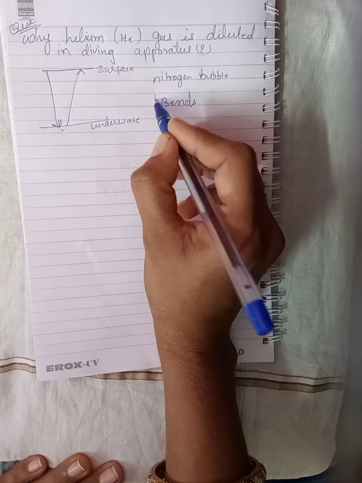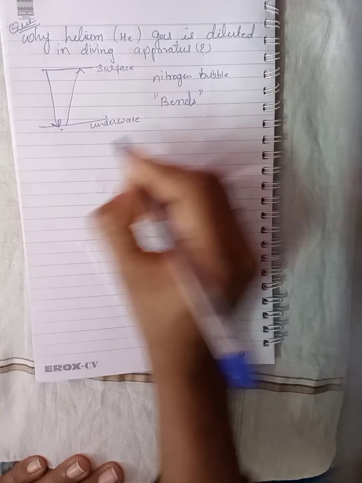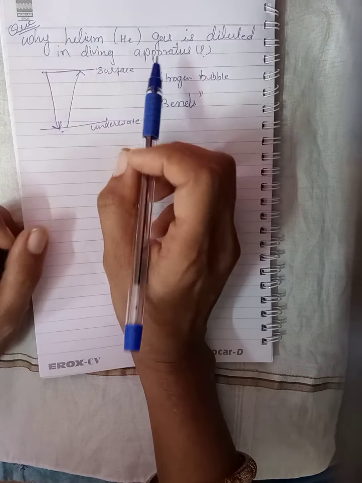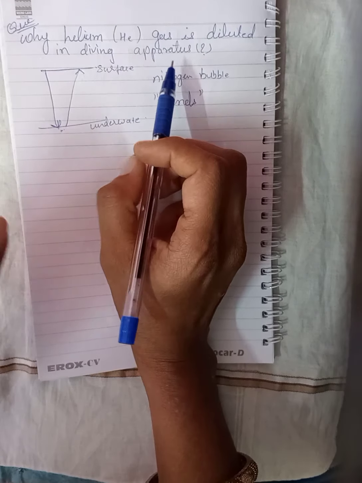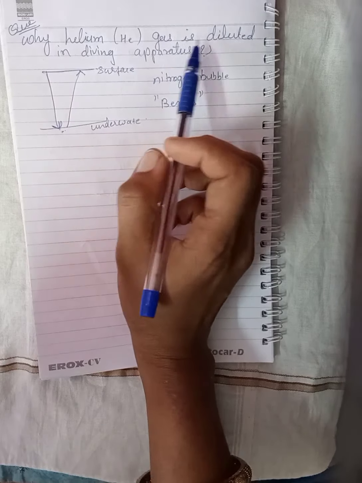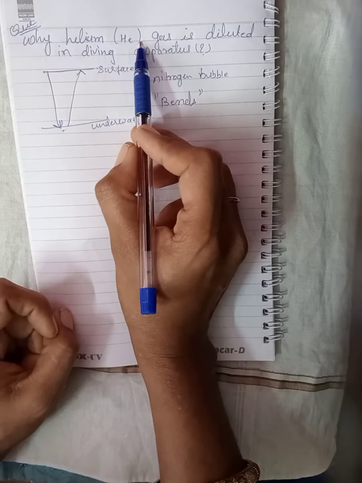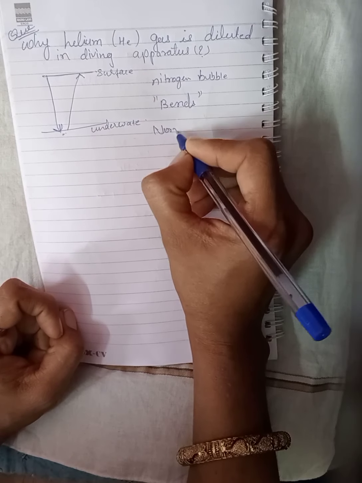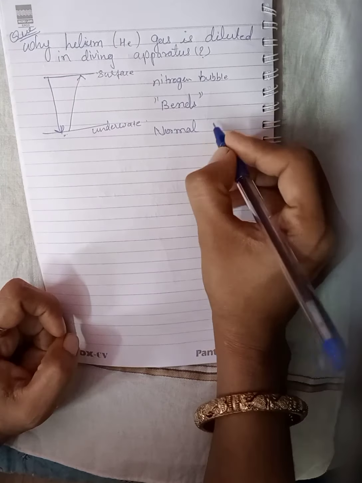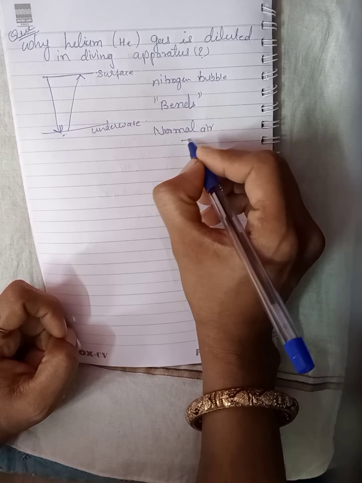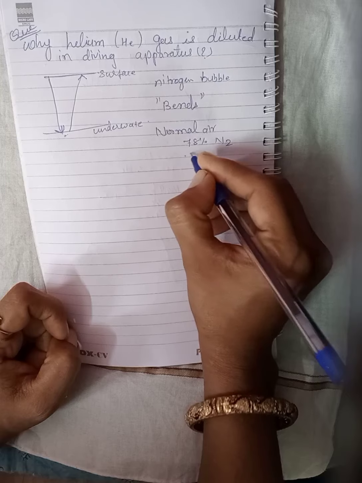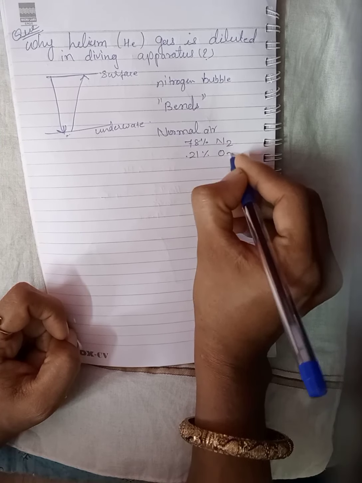To avoid this medical condition called bends, the scuba diver carries a tank that consists of helium gas. Now what is the role of helium there? I will tell you. As we know, normal air surrounding us consists of 78% nitrogen and 21% oxygen.